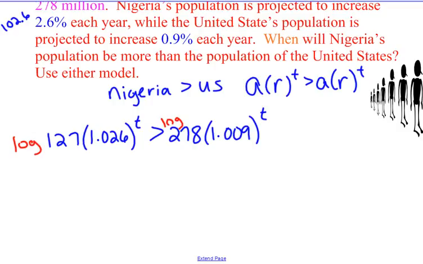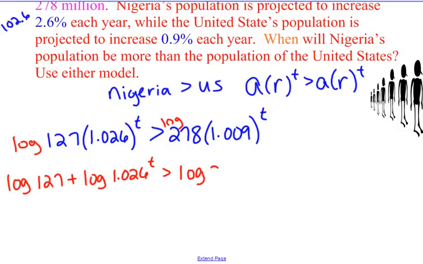I right now have the log of 127 times 1.026 to the t. In logs and exponentials, multiplication really means addition, right? So I can separate this out, and I could write this as the log of 127 plus the log of 1.026 to the t. Look at that for a second. If we were given the red, we would write it as the blue, wouldn't we? Because it has a plus sign. So I'm going to continue over here and say the log of 278 plus the log of 1.009 to the t.